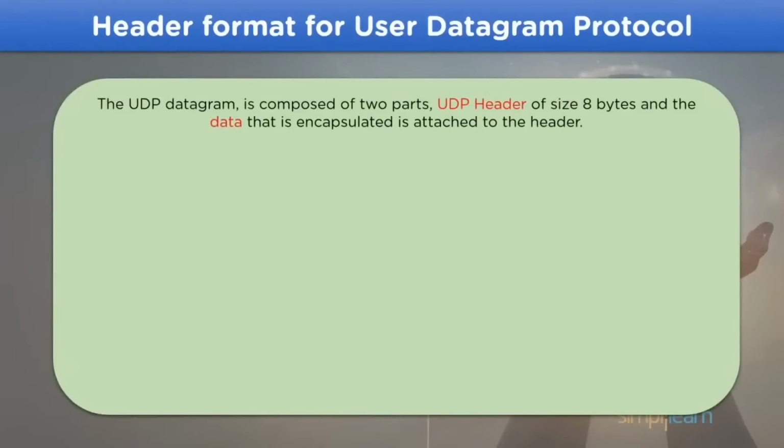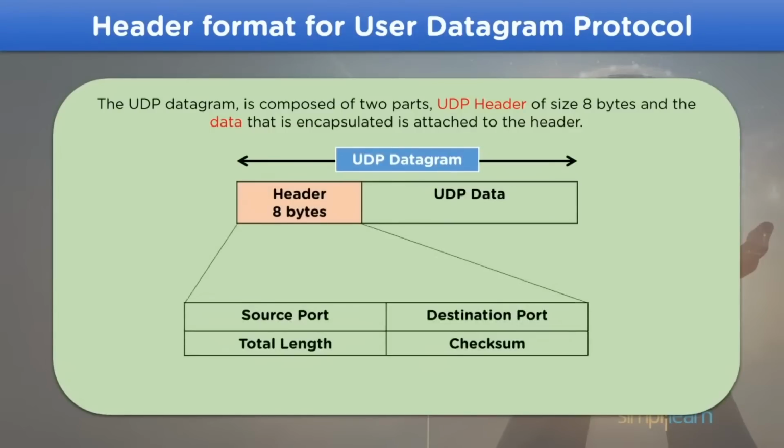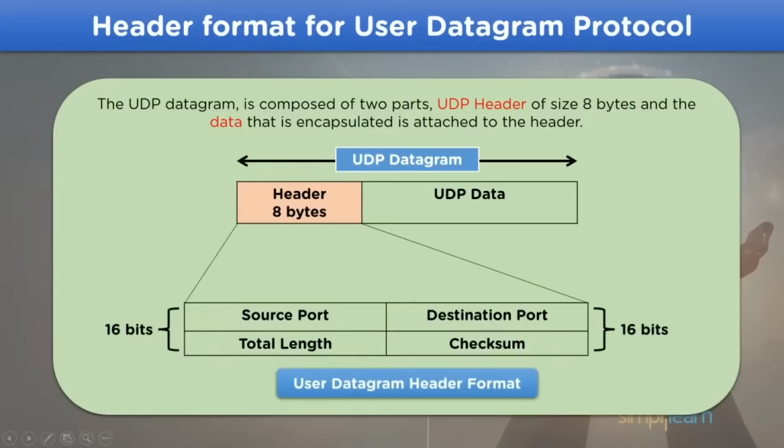The UDP header format comprises two parts. First, the UDP header part, which is 8 bytes in size, and second, the data to be transmitted. Furthermore, the header part is divided into four different parts: source port, destination port, total length, and checksum, where each of the parts is 16 bits. Let's take a look at the different parts of the header format in a little detail.